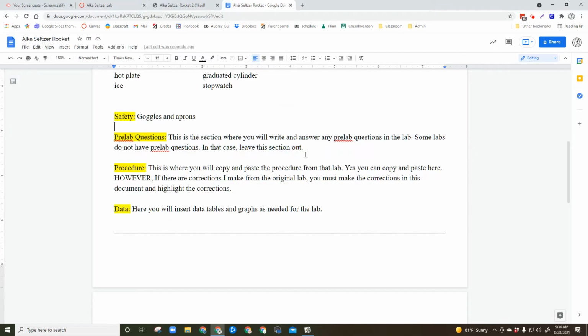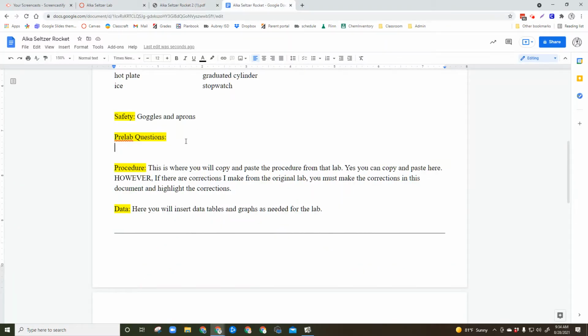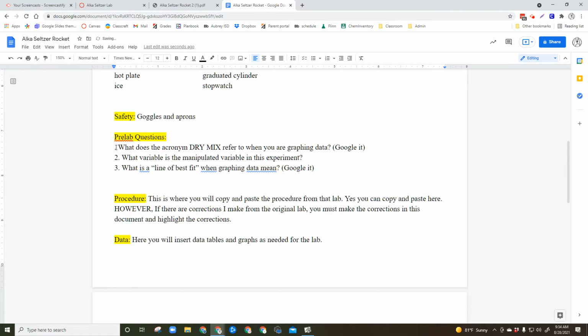So I don't want to erase this section. So I do want to erase the instructions though. Okay, and I'm going to go on down to the next line. I'm going to come over here, and you can just copy and paste these pre-lab questions. So Control C, go back over here, Control Shift V. Okay, and I didn't get my 1, so there you go.